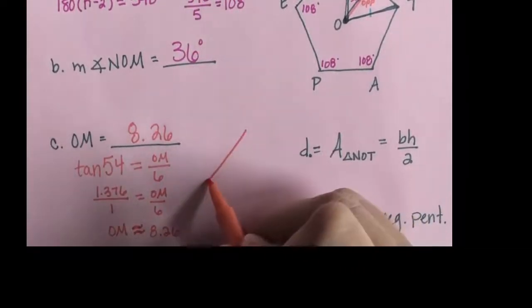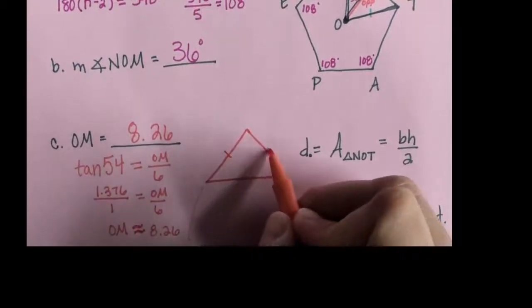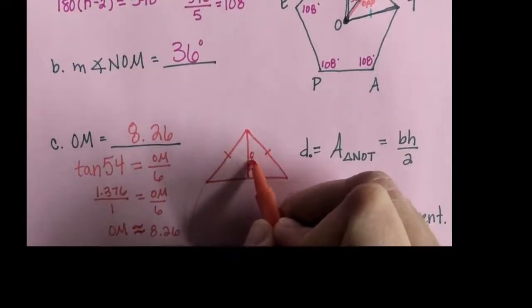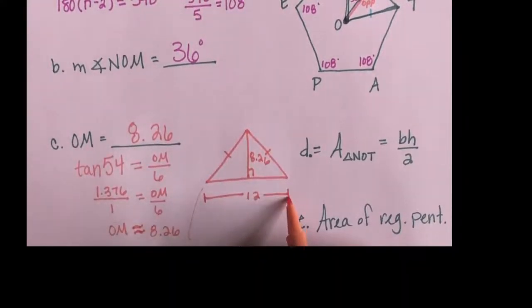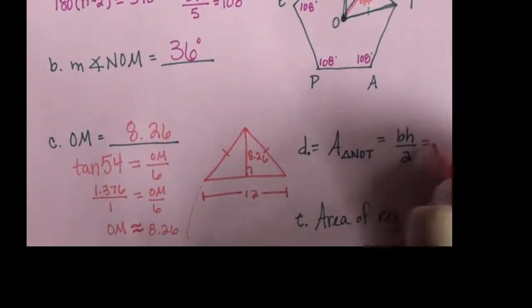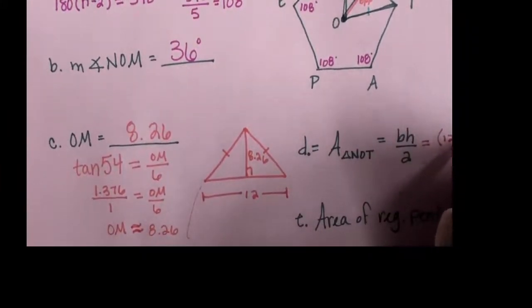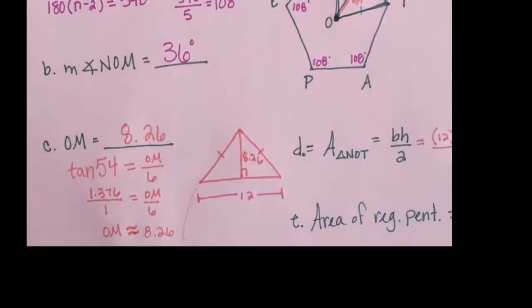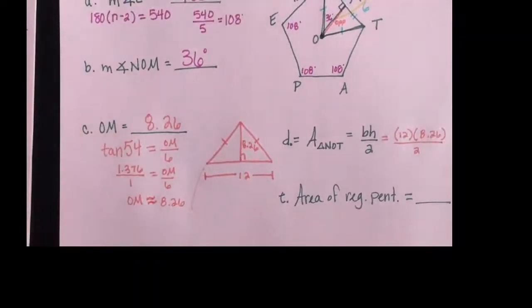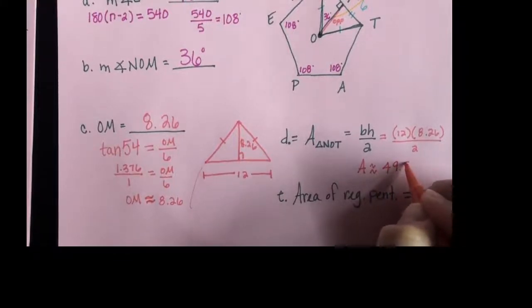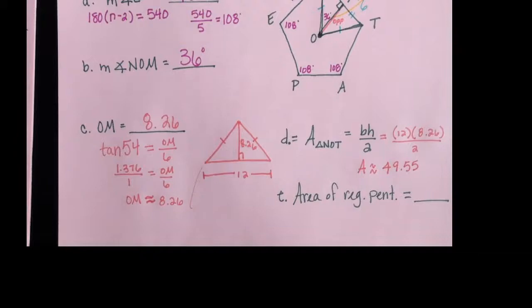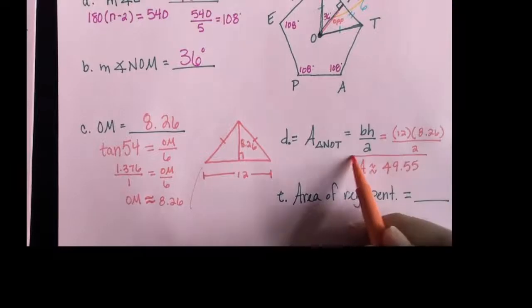Now that's a good thing, because if I want to figure out what the area of that is, I have the 8.26 as the height of that triangle, and all the way across we know is 12. So I don't have to do anything but plug in base times height and divide that by 2. I'll zoom out a minute. There we go. And we find out the area here is about 49.55. So yay, we've got 1, 2, 3, 4 of them finished.